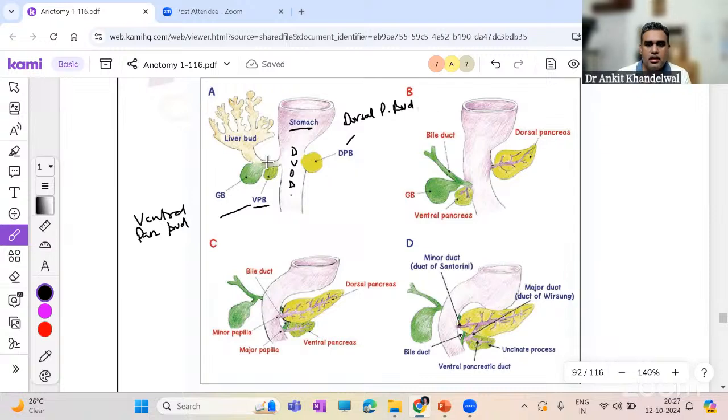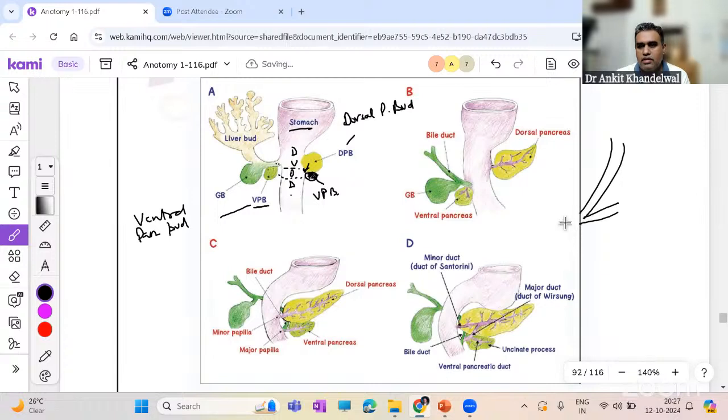How do they fuse? What happens is the ventral pancreatic bud goes behind the duodenum, and slowly it comes over here and fuses with the dorsal bud. As the ventral pancreatic bud rotates behind the duodenum, it takes along with it the whole CBD also. So the CBD also opens into this area only. You remember the hepatopancreatic ampulla of Vater? Yes or no? Where the common bile duct opens, the main pancreatic duct also opens over here.